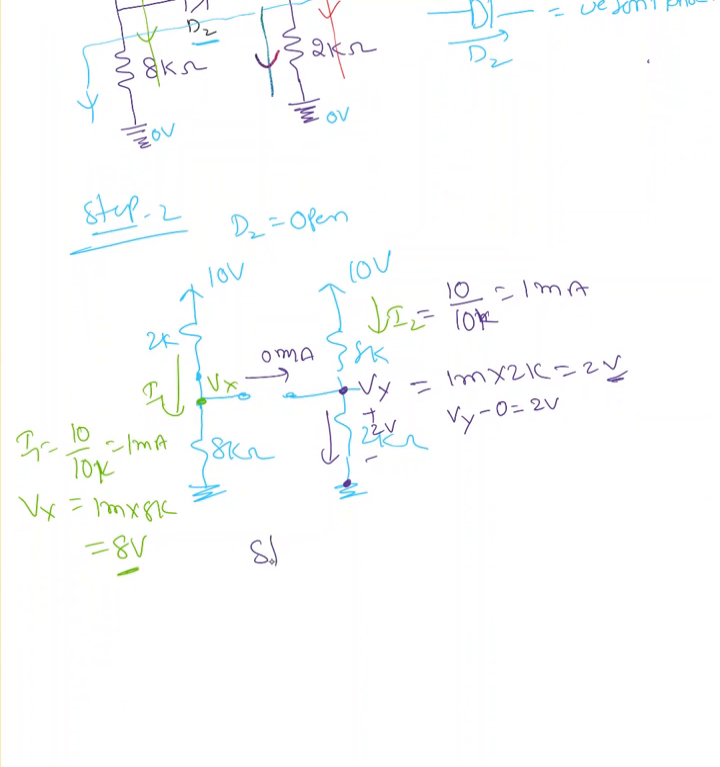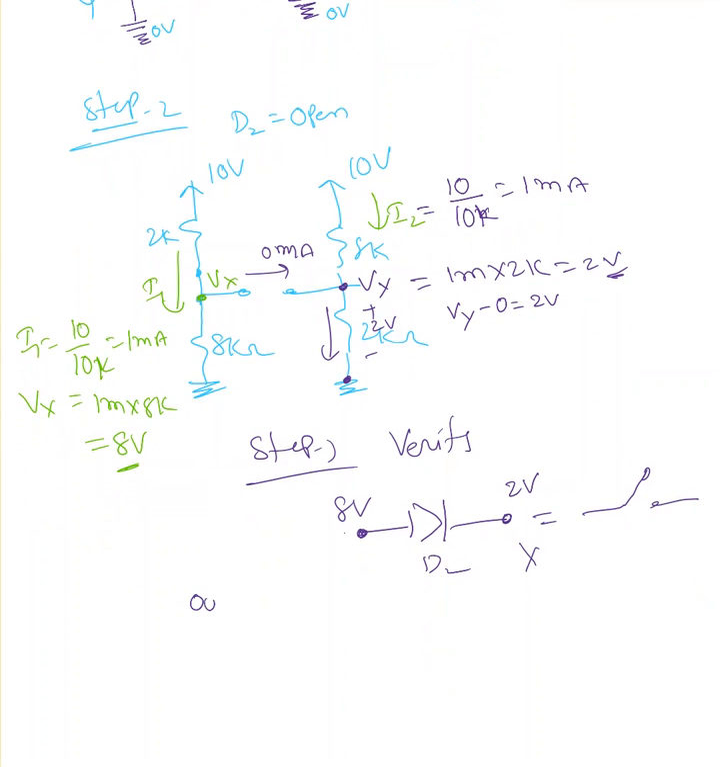Step 3, we will verify. When we verify, you're saying this is D2. The voltage at this node is 8 volt, and the voltage here is 2 volt, and you are saying that this is acting like an open switch. Is that true? No. If the anode voltage is higher than the cathode voltage, it must act like a closed switch, but you assumed it as an open switch, so our assumption is wrong. Write down here, our assumption is wrong. Pardon me about my writing and spellings.